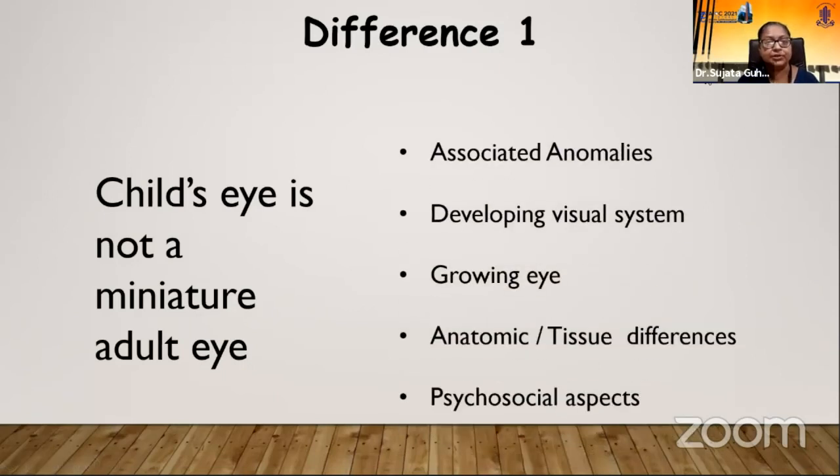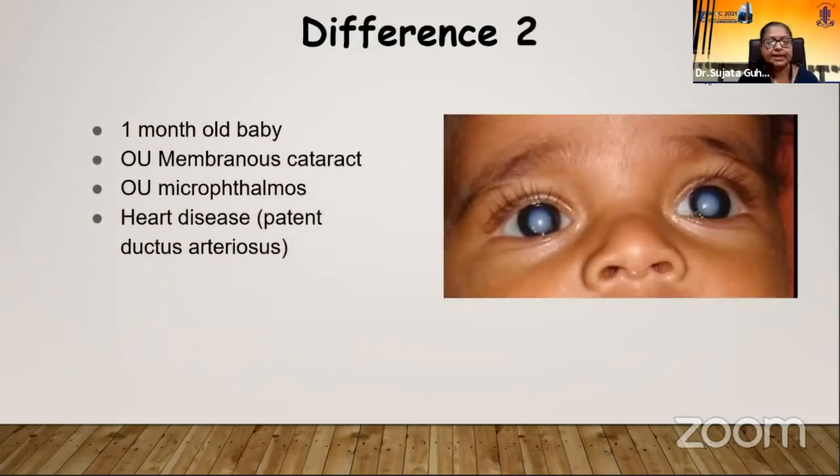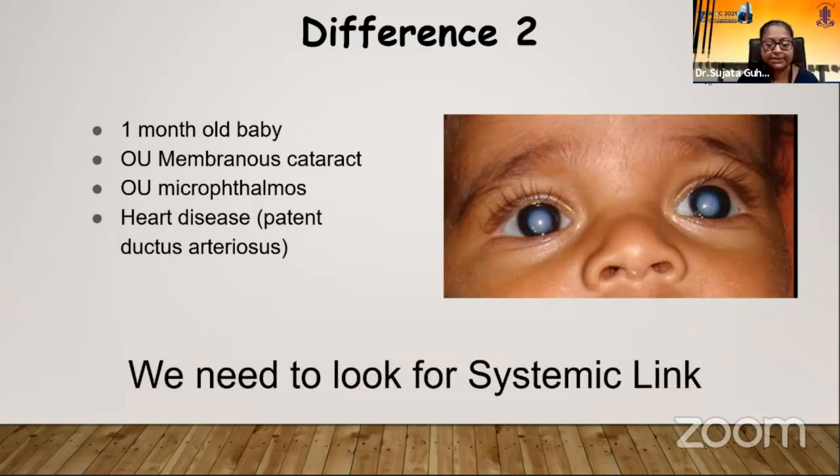Because it has associated anomalies. It is a developing visual system. It's a growing eye, and there are lots of tissue differences. So you can't treat the child as a small version of the adult eye. The second difference: say this is a 1-month-old kid with membranous cataract in both eyes, microphthalmos, and he has a heart disease, patent ductus arteriosus. If it was an adult, we would think that we can go ahead with cataract surgery without much ado. But for a child, we need to look for systemic links.